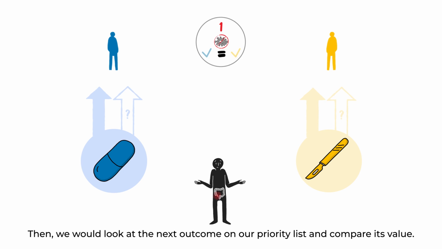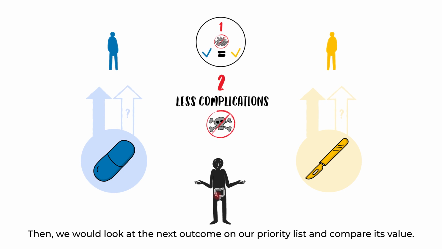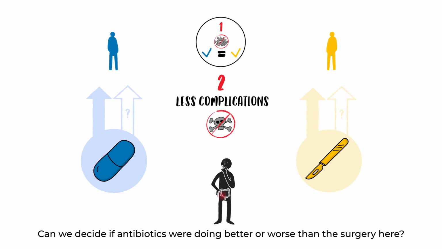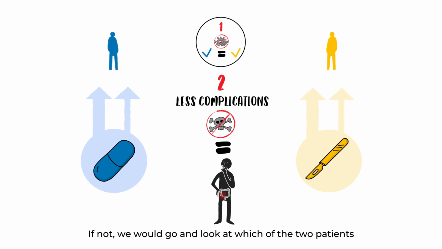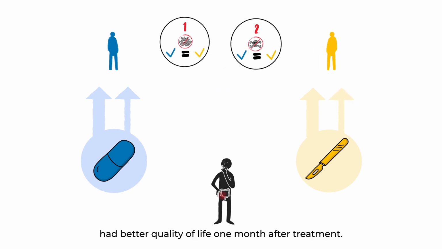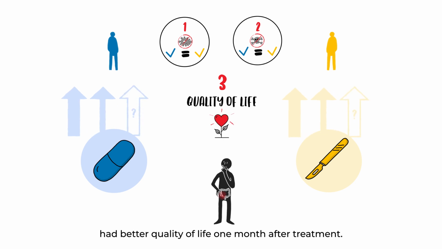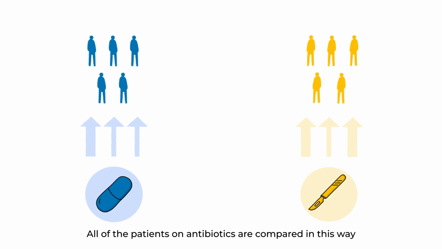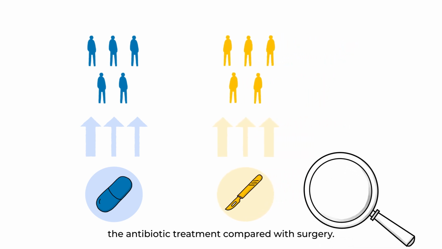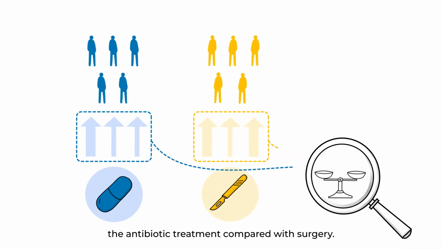Then we would look at the next outcome on our priority list and compare its value. Can we decide if antibiotics were doing better or worse than the surgery here? If we can, we leave it at that. If not, we would go and look at which of the two patients had better quality of life 1 month after treatment. All of the patients on antibiotics are compared in this way with every patient from the group undergoing surgery. We can now measure the effect of the antibiotic treatment compared with surgery.